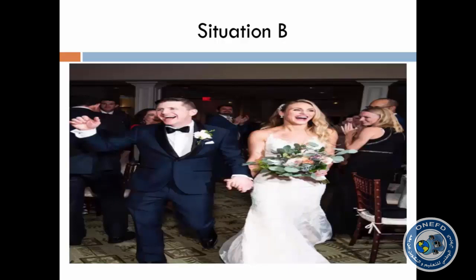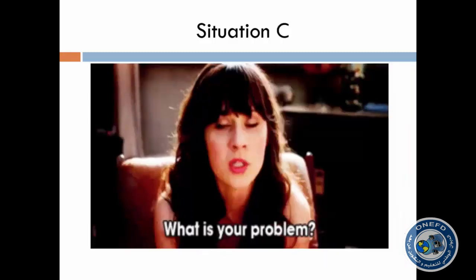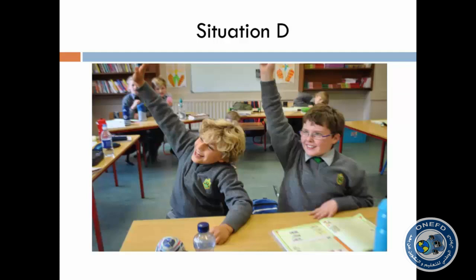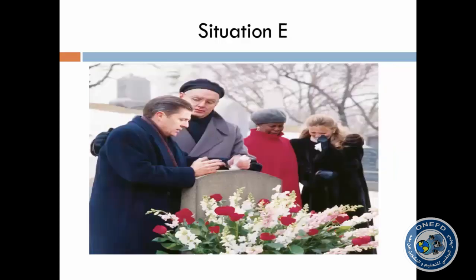Situation B, what do we have? We have a couple, a groom and a bride. Look at them, they are smiling, and the people are smiling and clapping. What are they expressing? And situation C, this is a GIF picture. Situation D, two pupils raising their hands, smiling in the classroom. Situation E, we have a group of people in a cemetery crying over a grave. What are they expressing?